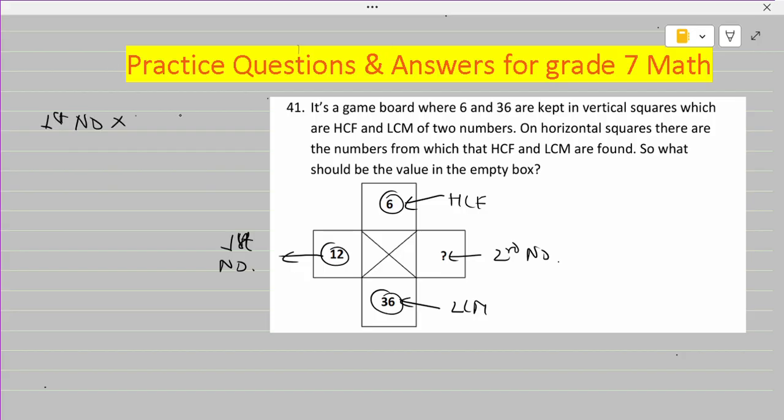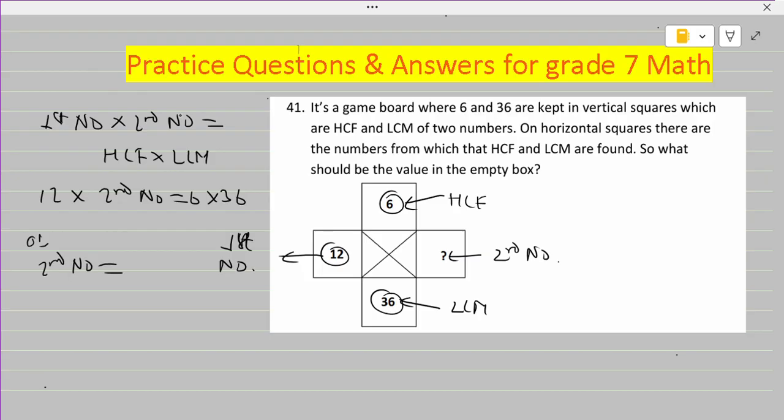First number into second number equals HCF into LCM. The first number is already given, 12. So 12 into second number equals HCF 6 into LCM 36. So second number equals 6 into 36 divided by 12. 12 cuts 36 three times, so 6 into 3 is 18. Therefore the second number is equal to 18.